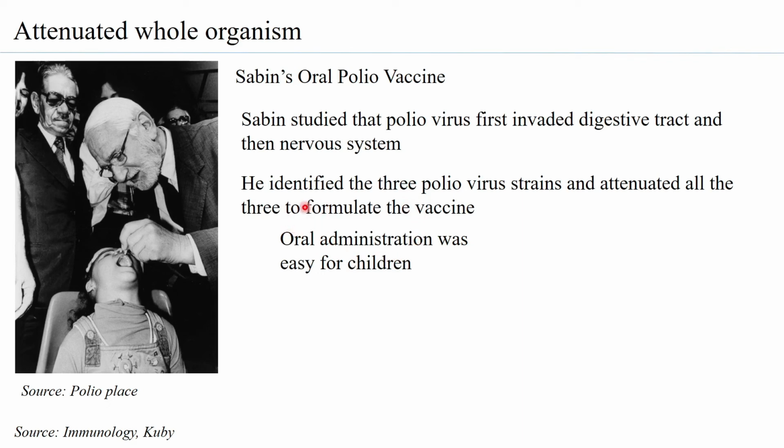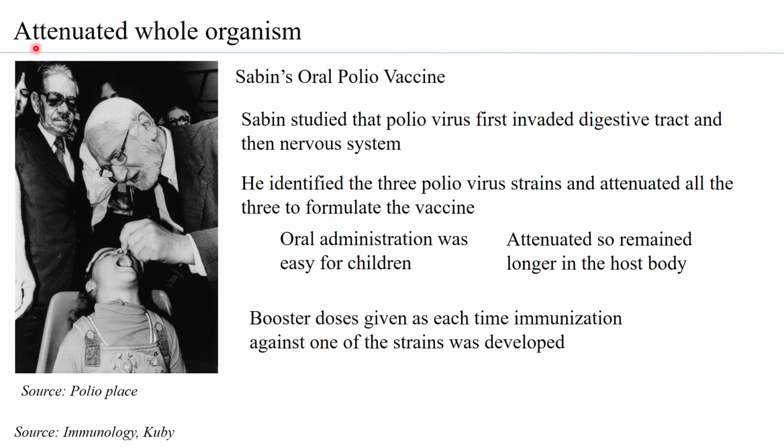So an advantage of Sabin's oral polio vaccine was that it could be given orally. It was an easy administration for children, because injections are difficult to give to children, but if it is oral, it becomes much easier. Also, because the viruses are attenuated, they remain in the body for a longer period of time, and because of that there are more chances of developing a very strong immunologic memory. So that was one advantage that Sabin's oral polio vaccine had over Salk's inactivated polio vaccine.